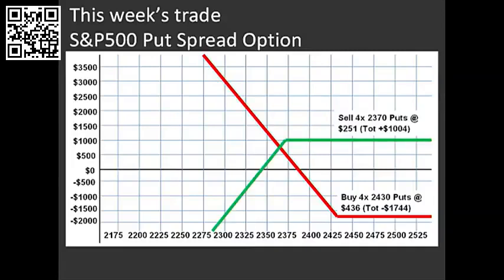So the next leg of the structure that I've done, therefore, is a short put option with a strike of 23.70. So in other words, I've now sold short this put option. Instead of buying one, I'm selling one. I've sold it at a price of $251, and again, I've done 4 of those. So in total, I receive premium earned of $1,004.